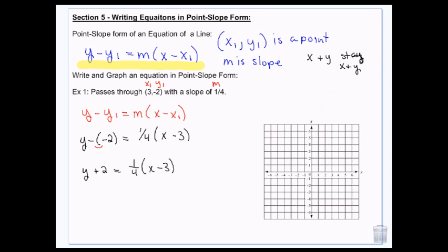To graph it, it's the same process as graphing with the y-intercept, except instead of starting at the y-intercept, you start at 3, -2. So 3, -2 is my starting point. That's step one. Step 2 then is to count the slope from there.